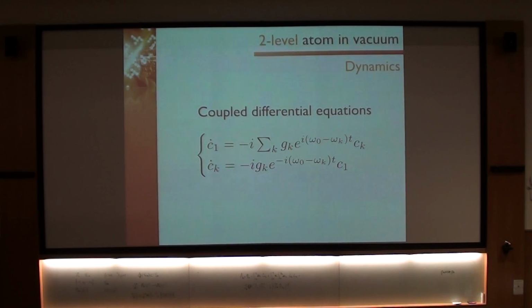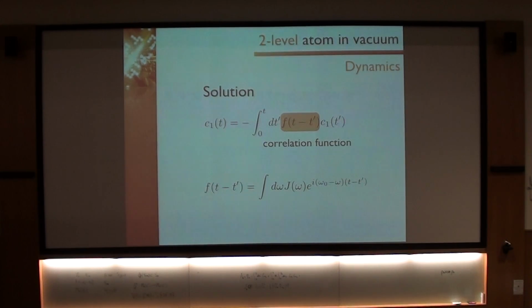But what we can do is to formally solve the second one, so this one, and I obtain a formal solution for the Ck, and I plug it in here. So that, plugging the formal solution of the Ck in this equation, and passing to the continuum limit of modes, I will obtain an integral differential equation for C1 of t, which has this form. So it's an integral differential equation expressed in terms of what is known as the correlation function.